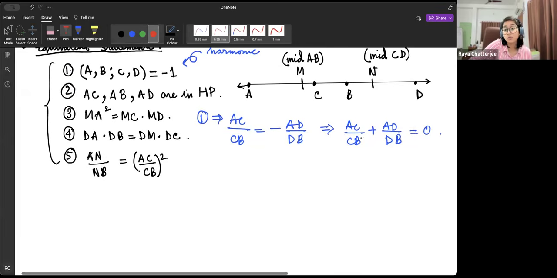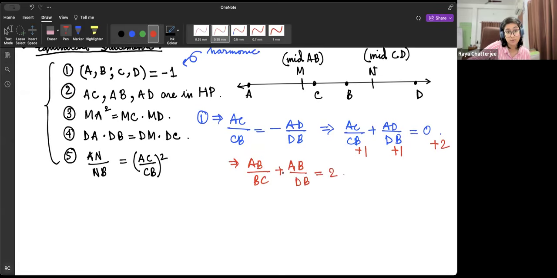So just add 2 to both sides. So the way that we're going to do it is add 1 and 1, so we add 2 here. So we get AB by BC plus AB by DB is equal to 2. Do you see it now? Okay, that's not exactly what we want, but okay, I'll just flip it anyway.